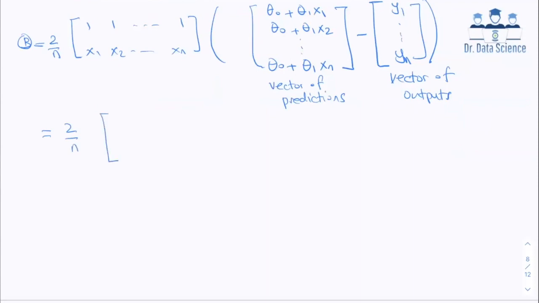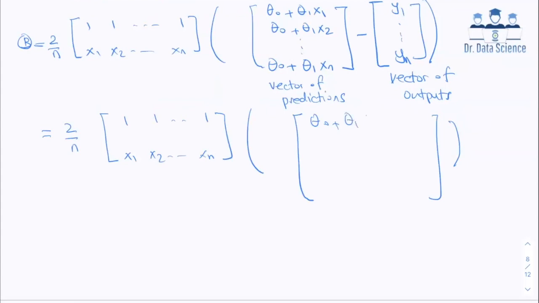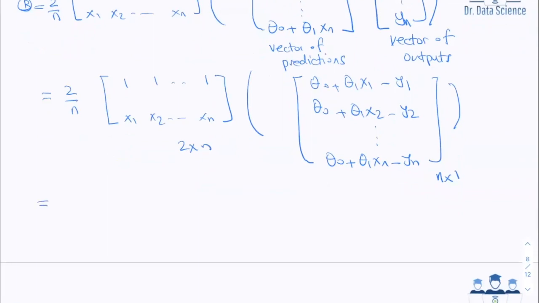Now we can continue this process. What we do is that I still keep the first matrix here and do this subtraction. So we have theta 0 plus theta 1 x1 minus y1. So we have the element-wise subtraction: theta 0 plus theta 1 x2 minus y2, up to theta 0 plus theta 1 xn minus yn. So remember that this matrix is 2 by n, and this vector is n by 1. So now we have only one more step.